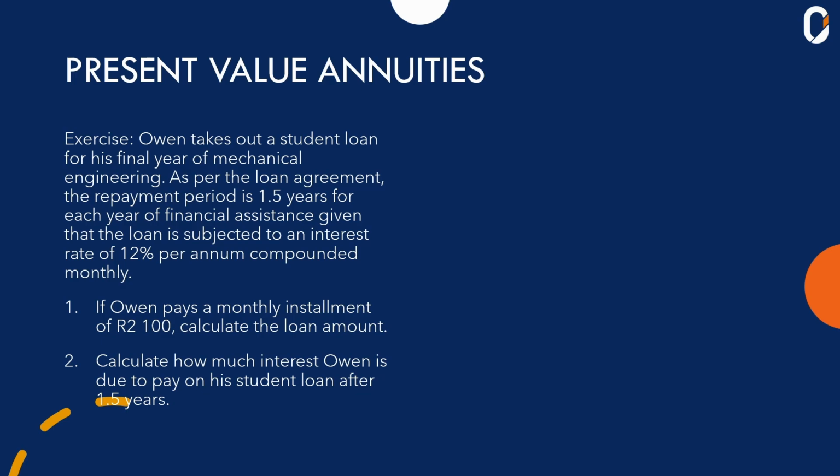Owen takes out a student loan for his final year of mechanical engineering. As per the loan agreement, the repayment period is 1.5 years for each year of financial assistance, given that the loan is subject to an interest rate of 12% per annum compounded monthly. First, calculate the loan amount if Owen pays a monthly installment of 2,100. Second, calculate how much interest Owen is due to pay on his student loan after 1.5 years. Let's work it out.